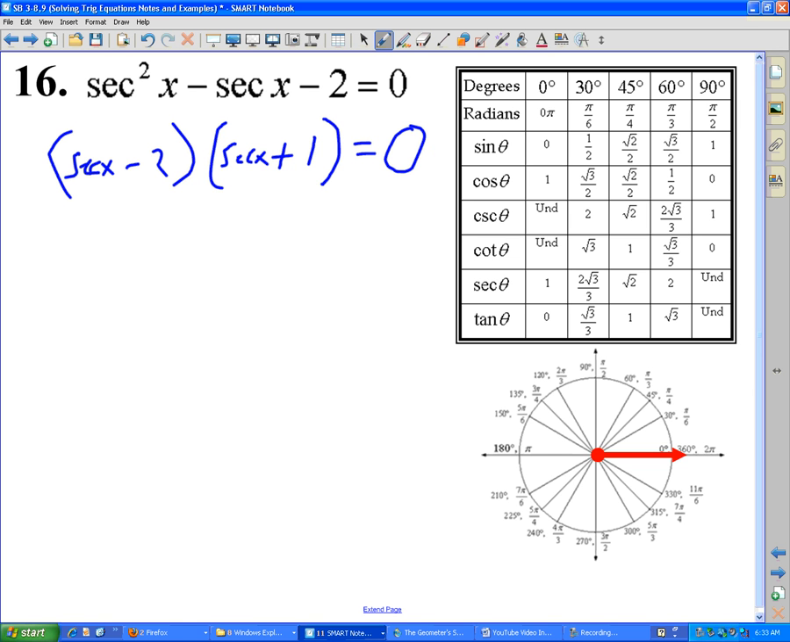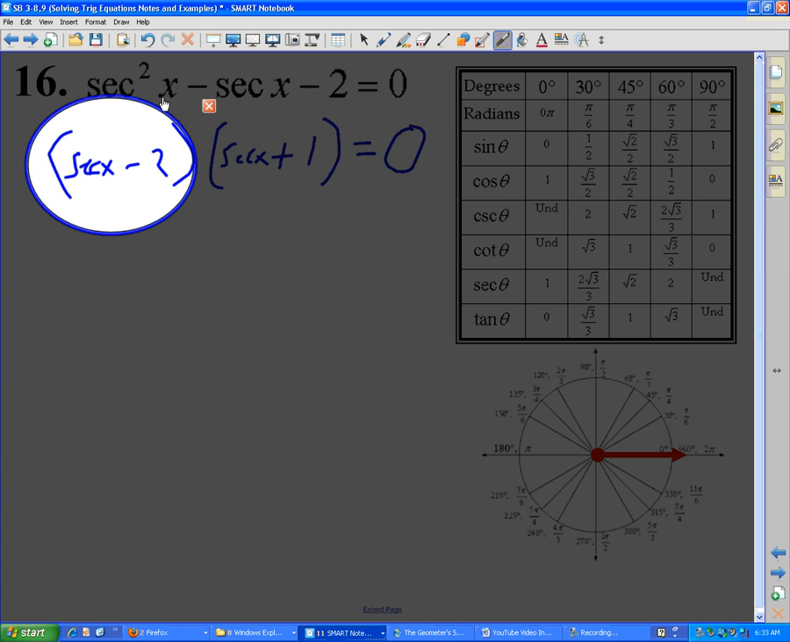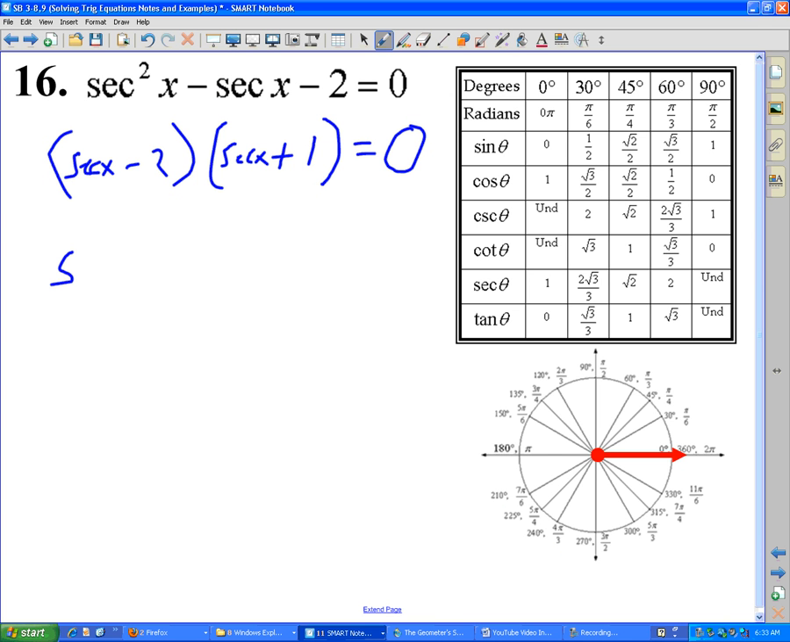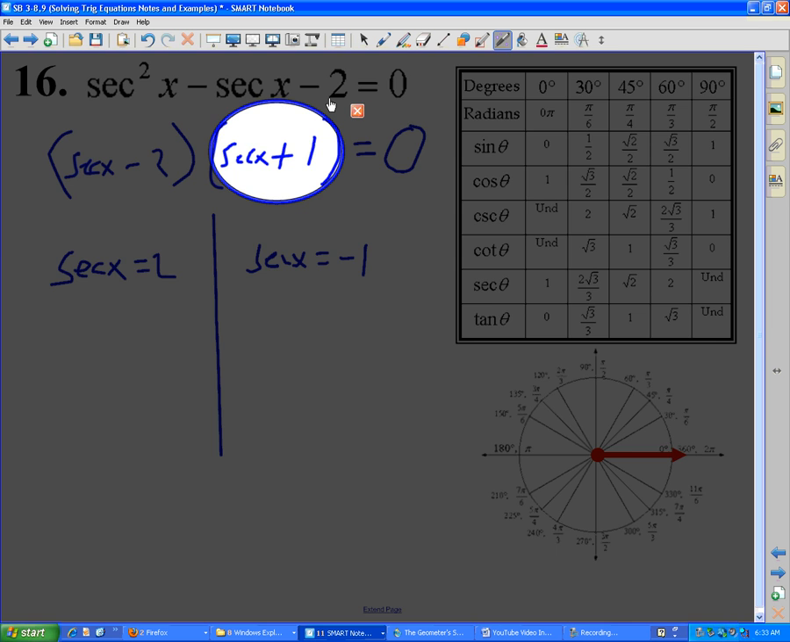Okay. What makes secant of x subtract 2, what makes that term right there equal to 0? Well, secant of x would have to be 2, right, to make a 0 there. So what we're really asking is what makes secant of x equal to 2. And on the other side, we're asking what makes secant of x equal to negative 1. Because to get a 0 out of that factor, I would need secant of x to be equal to a negative 1, so that negative 1 plus 1 gave me a 0.